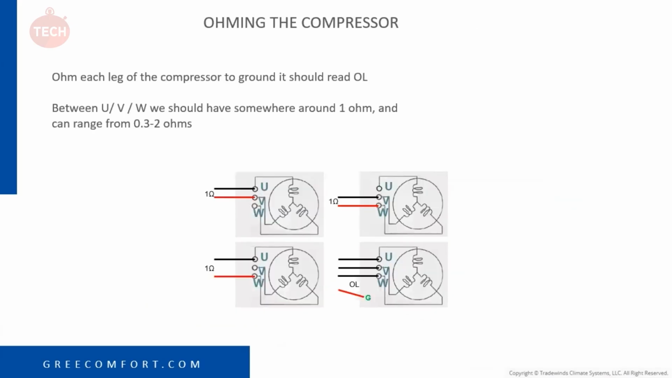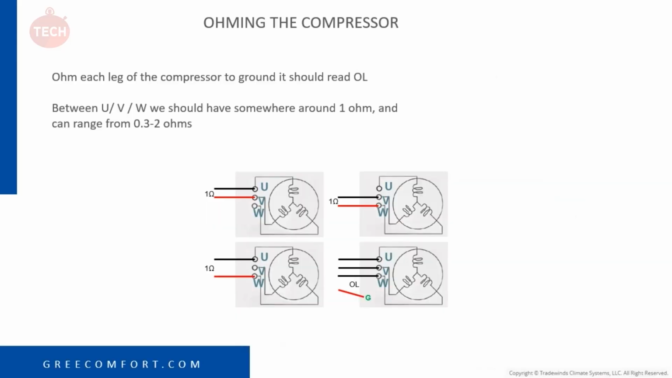So now we get into ohming the compressor. You've got U, V and W, 3 legs. As you can see in the picture there, we're just going to ohm each leg to each leg. So U to V, U to W, V to W. We should be reading about the same. Generally we're looking for somewhere around 1 ohm between each leg.